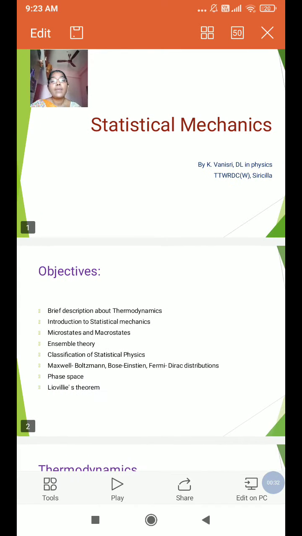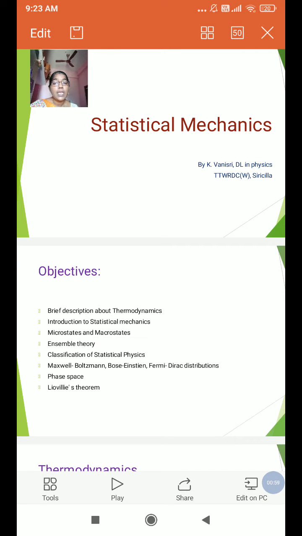Thermodynamics is a classical approach which explains only macroscopic systems. We get information only about macroscopic systems from thermodynamics. But if we go to atomic level particles or microscopic particles, we don't get any information using thermodynamics. Hence, statistical mechanics was introduced.